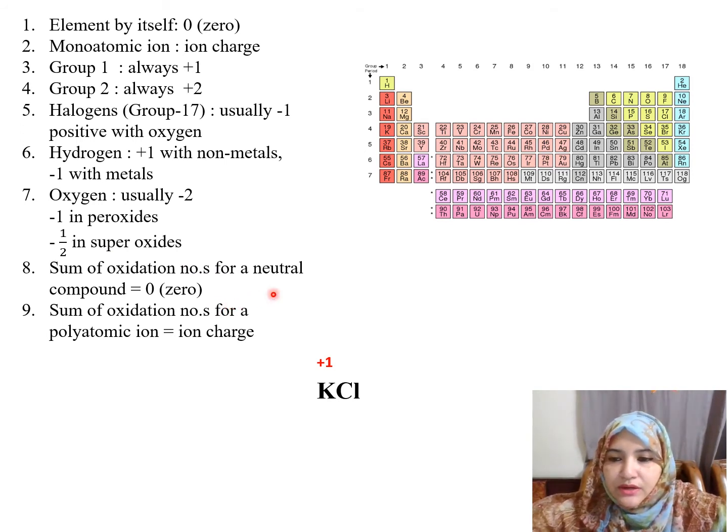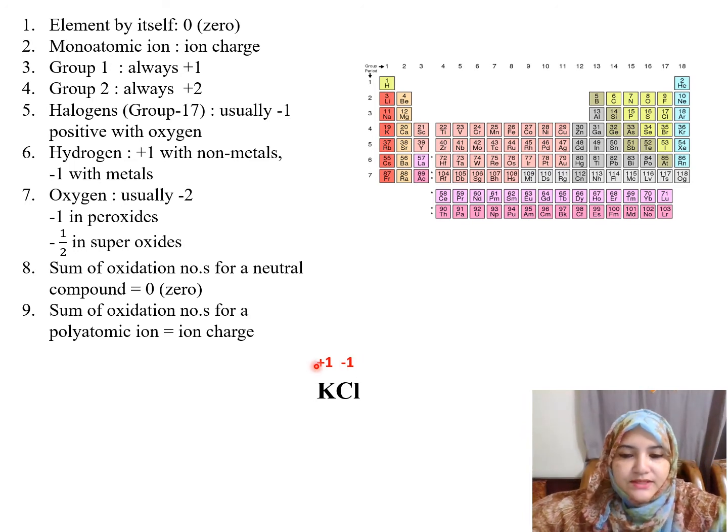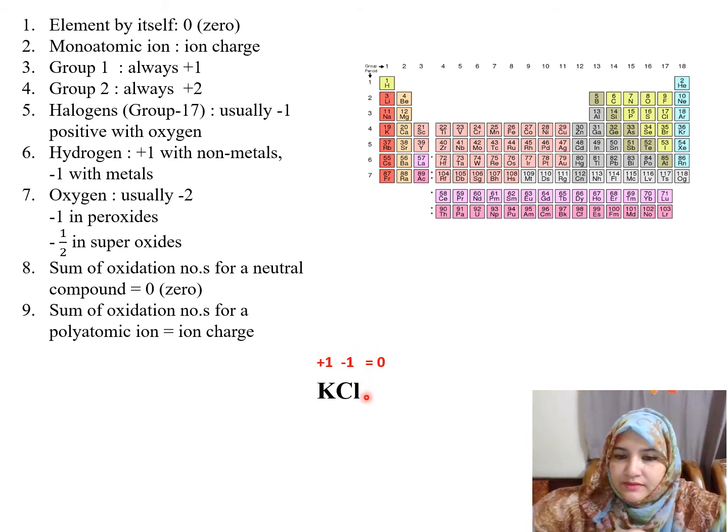We need this formula now, and for chlorine we use minus 1. I put it like this: plus 1 minus 1, and potassium chloride is a neutral compound, and here it does not have a charge. We don't see any charge around this, and that means the sum of these oxidation numbers is going to equal 0. Plus 1 minus 1 cancel out to equal 0, and that means this rule is definitely true.